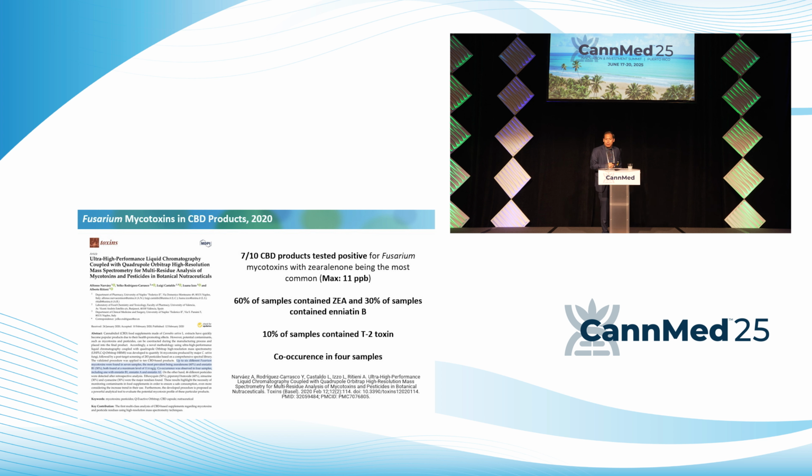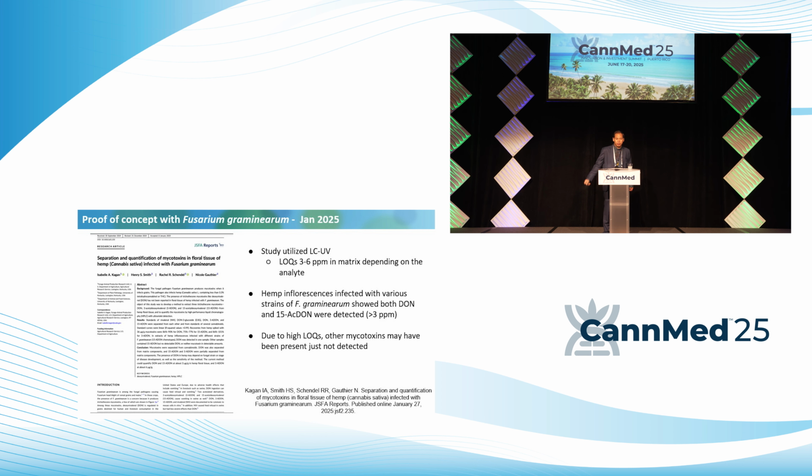start with. And then if we look at some other analytics on the samples, 60% of those samples contain zearalenone and 30% of them contain N-Antin B. 10% of the samples contain T2 toxin, which is another one that's associated with nausea and vomiting. And there was co-occurrence of these different Fusarium mycotoxins in 4 samples.